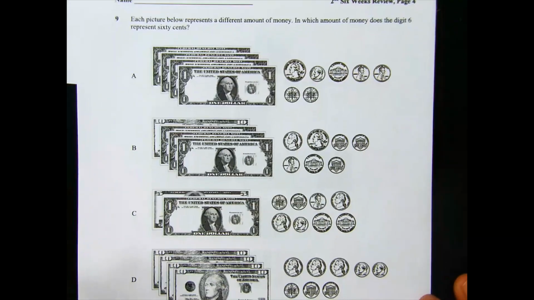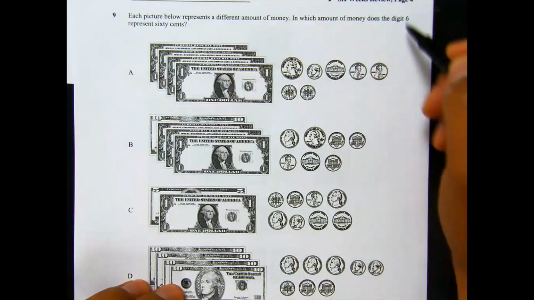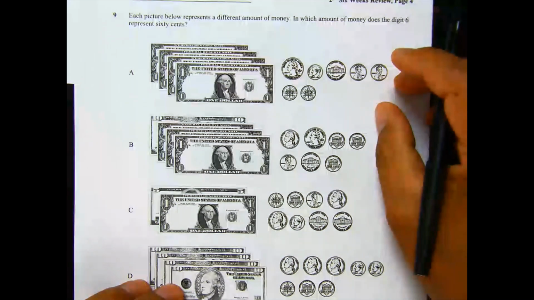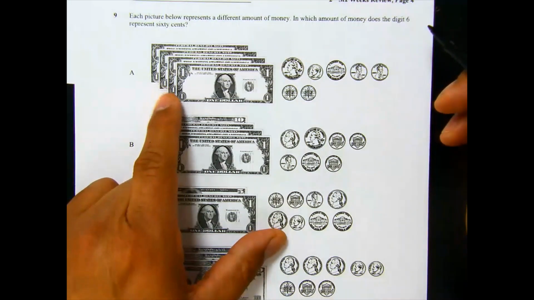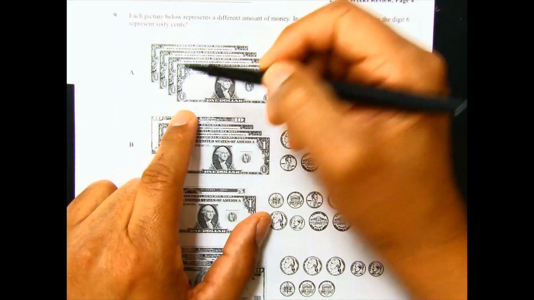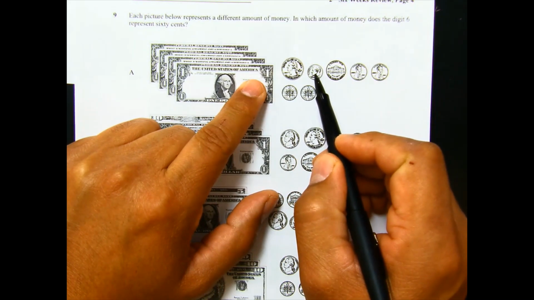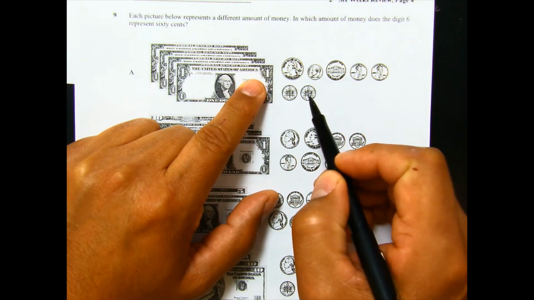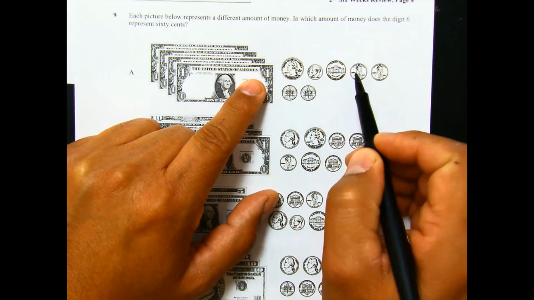Each picture below represents a different amount of money. In which amount of money does the 6 represent 6 cents? So we want the 6 as 6 cents. It should be in the hundredths place. So we count the money here. So we have 1, 2, 3, 4 dollars, 25, 35, 40, 45, 50, 60, 61, 62.